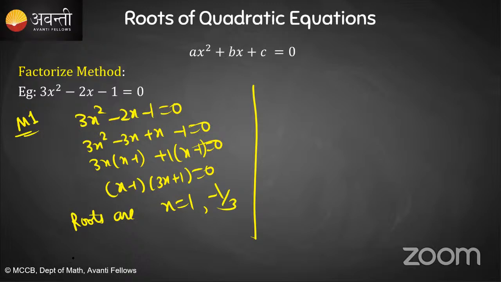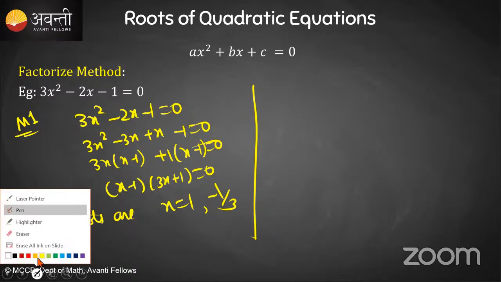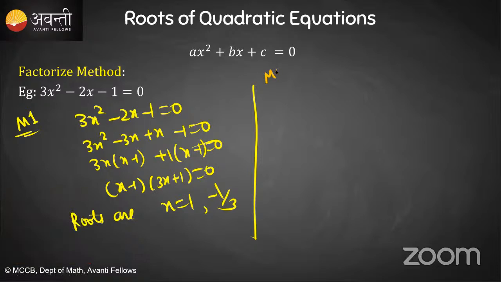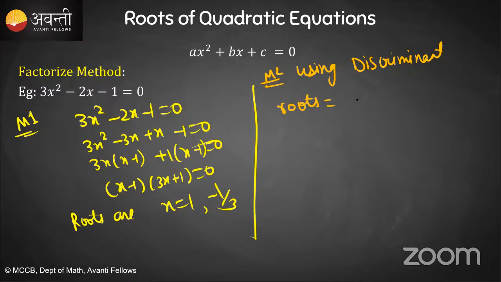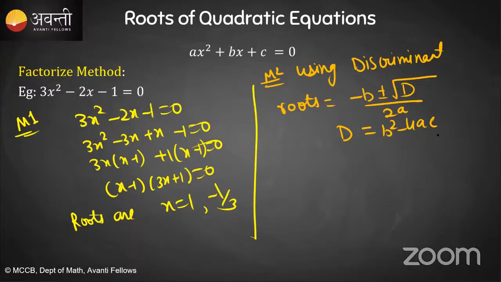स्कूल में कैसे निकालते थे पहले क्वाड्रेटिक इक्वेशन के रूट्स? Method 2, using discriminant. So roots क्या होते हैं? ax स्क्वायर प्लस बी एक्स प्लस सी इक्वल टू 0 के रूट्स क्या होते हैं? माइनस बी प्लस माइनस अंडर रूट डी divided by 2a, where d is known as discriminant and its value is b square minus 4ac, right?